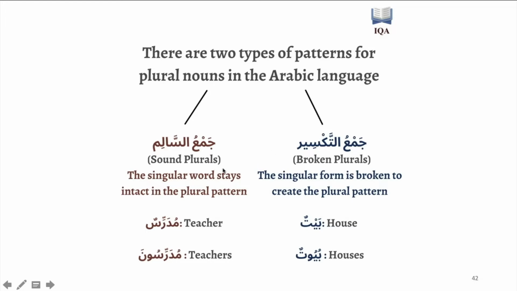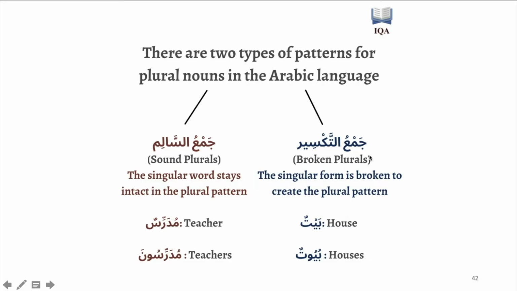Jam' al-Salim means that the singular word stays intact in its plural pattern. For example, the word mudarrisun means teacher. When I change the word mudarrisun to its plural, the word itself does not go through any major changes. Just something's added to it, something suffixed to it, but nothing else. Mudarrisun, its plural form is mudarrisuna, teachers. This is the case with most words in even the English language, where you put a word in its plural form simply by adding an S at the end. So you're not making any dramatic changes to the word itself. Teacher becomes teachers, mudarrisun becomes mudarrisuna. We're going to talk about these in more detail later.